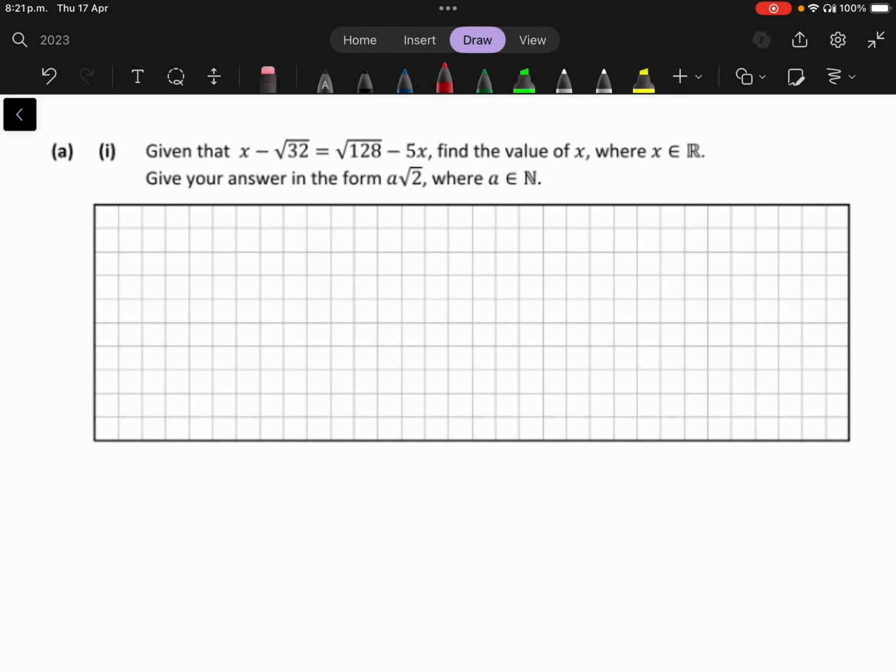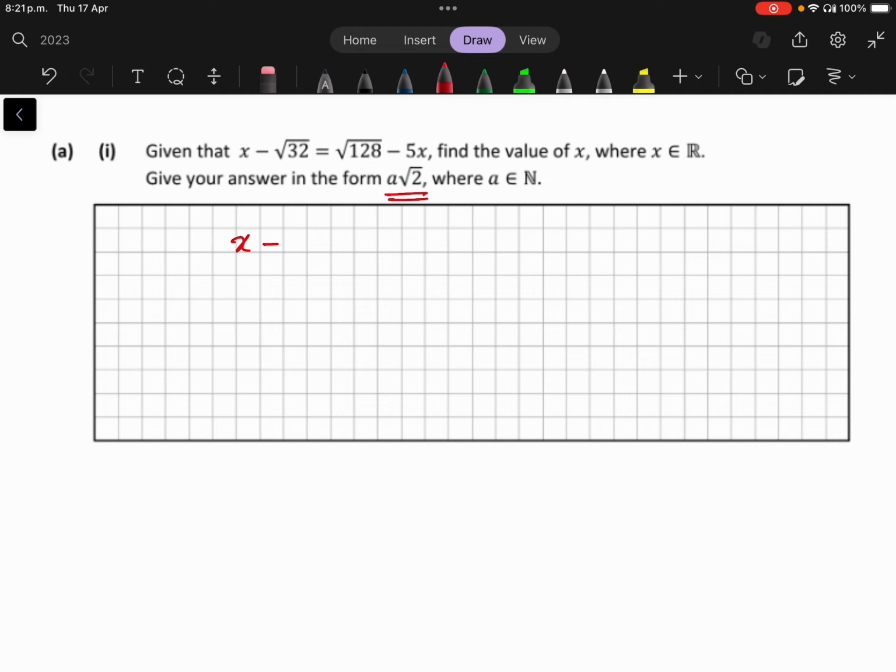So read the question. Given that x minus root 32 is equal to root 128 minus 5x, find the value of x. Give your answer in the form a root 2. So since they have already given that, give the answer in the form a root 2, we can immediately think that this and this can be written in terms of root 2. Okay, that is a catch over there. We can immediately understand.